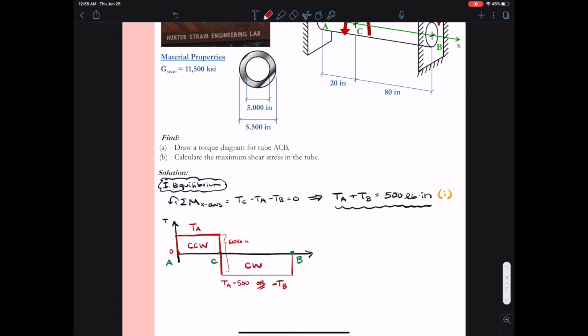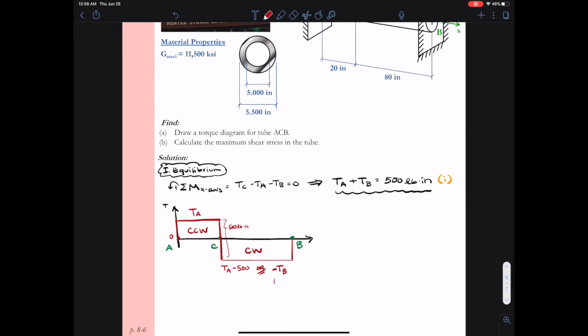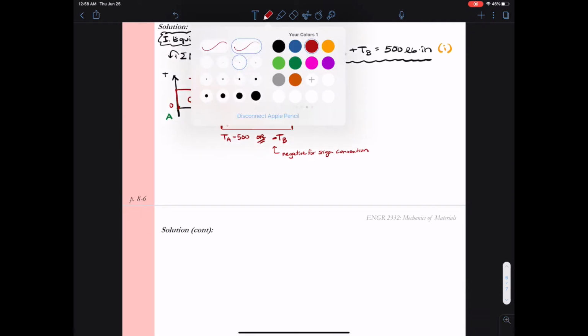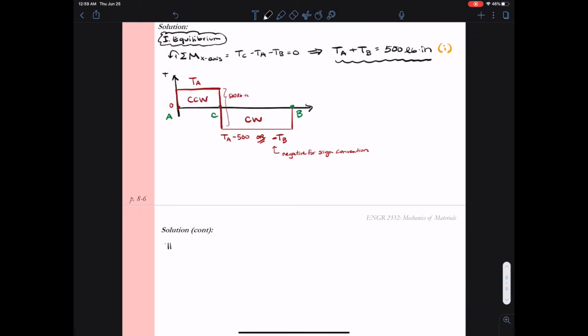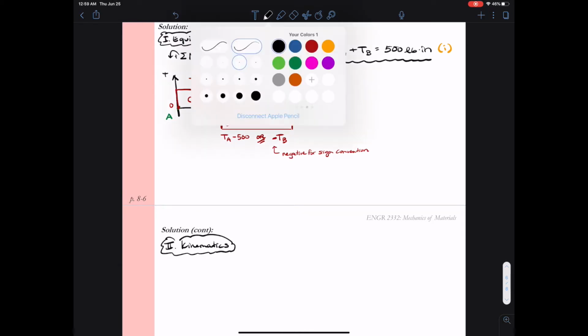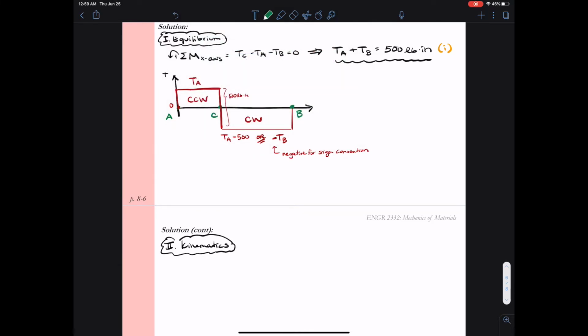All right, so either way you wish to use it, both of those values for the torque on segment CB would work in our equations that we develop. The next tool from our engineering toolbox is kinematics. So in kinematics, we relate displacements to one another. And when we're talking about torsion, displacements means angle of twist.